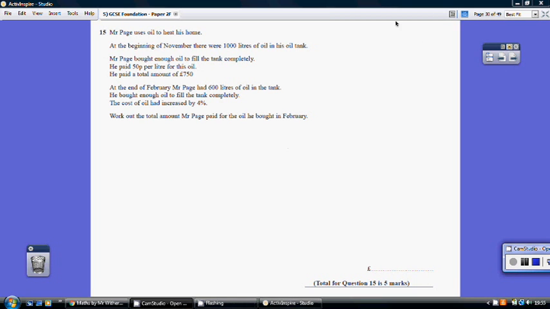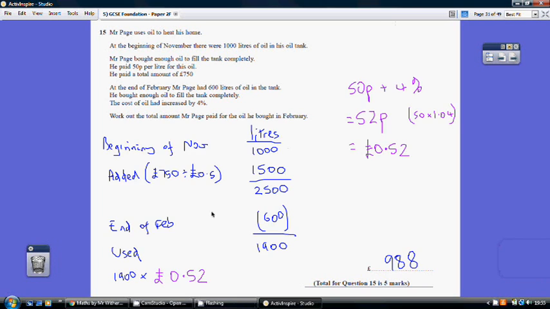Question 15. Now I find these long-winded questions are ever so difficult, so well done if you made your way through this. So try and break it down into a bit of a table to help you.